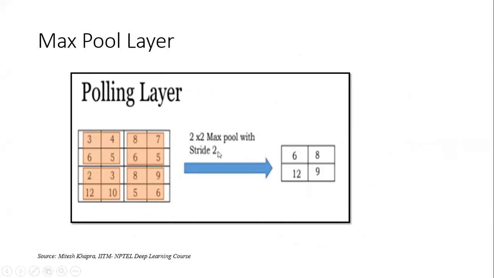So 6 comes up here. Of these 4 values, 8 is the maximum. So 8 is the value that I write here. Here, I write 12. Here, I write 9.